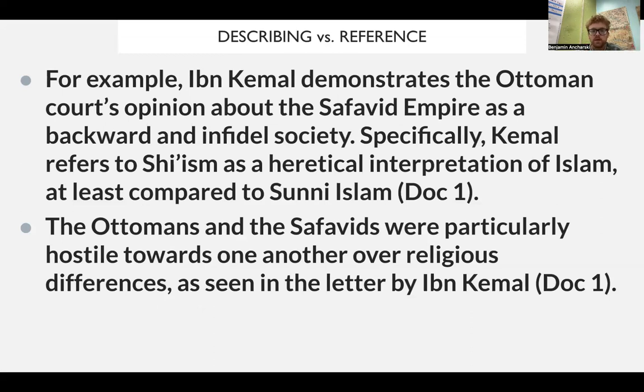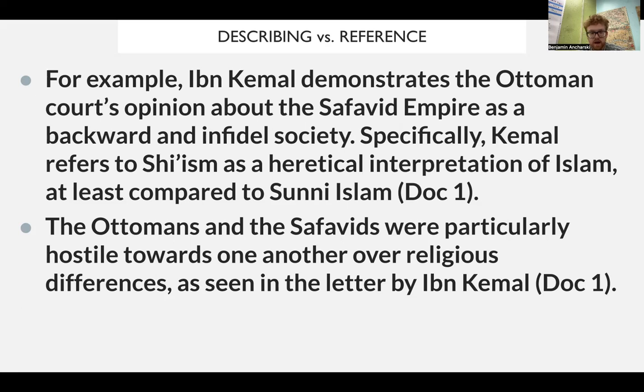This first example right here is an example of description of a document. For example, Ibn Kamal demonstrates the Ottoman court's opinion about the Safavid Empire as a backward and infidel society. Specifically, Kamal refers to Shiaism as a heretical interpretation of Islam, at least compared to Sunni Islam. I am mentioning specific things that are mentioned in the document. In this case, Kamal was talking about how bad Shia Islam was, essentially.